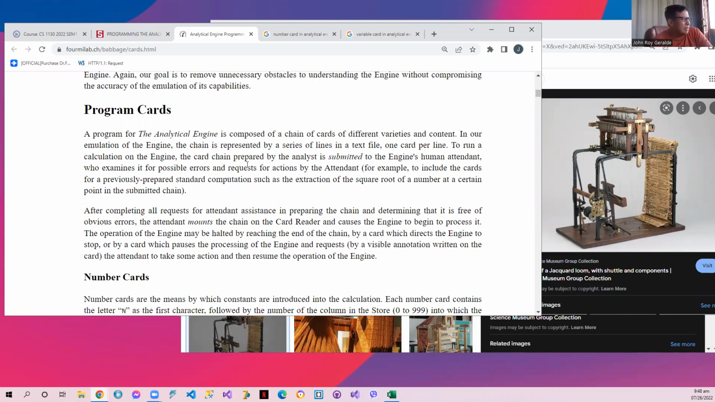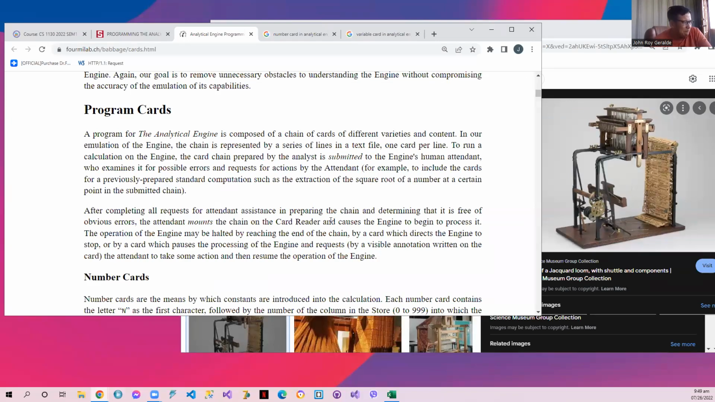And then the analyst will submit, okay, the program to the engine's human attendant. So there's a human attendant who examines it for possible errors. And once they're found to be correct, okay, the attendant will now load the set or the deck of cards in the chain assigned in the Jacquard loom. So dito iloload na niya. Okay? And begin the process by processing the commands one by one, no? In the Jacquard loom.